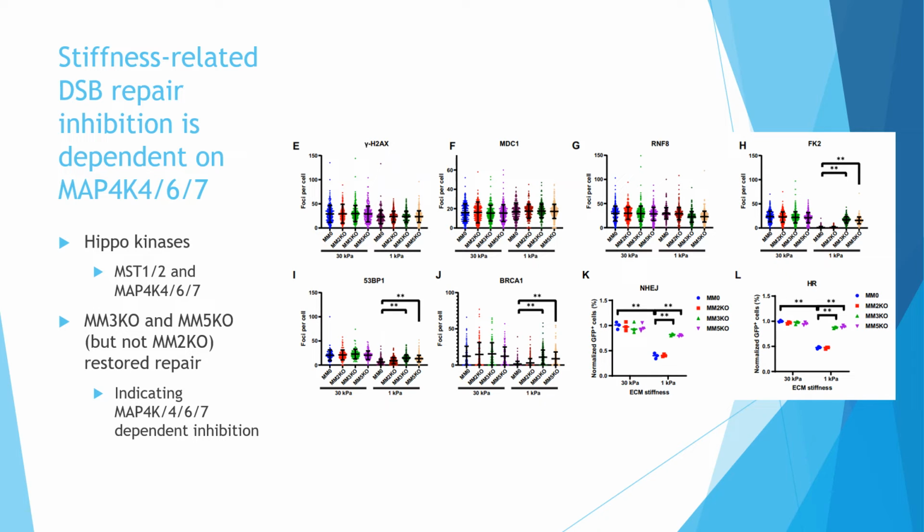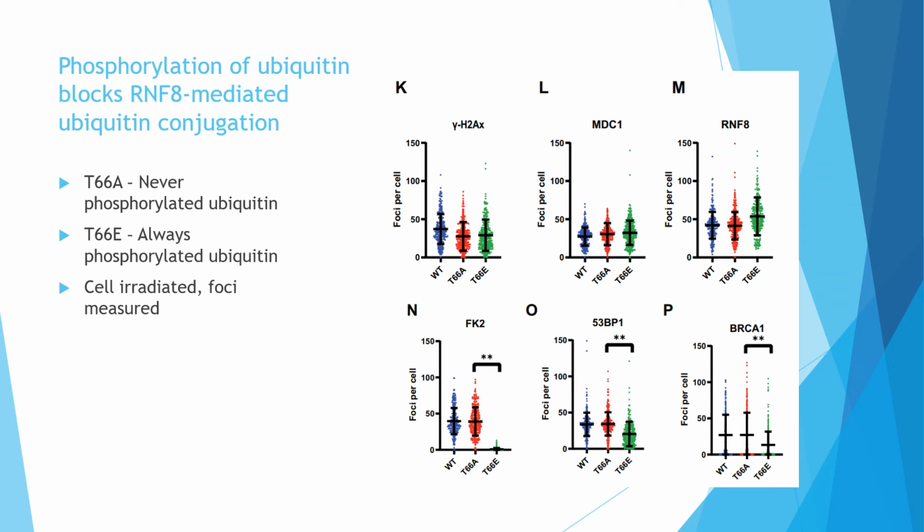They saw the same results, as you can see in panels K and L, on the effects on non-homologous end joining, as well as homologous recombination. And so these are the strategies that cells typically use to repair the double-strand breaks. And so again, ultimately, this just indicates that MAP4K 4, 6, 7 is what this inhibition is dependent on. So this is the kinase that must be phosphorylating something that is inhibiting RNF8 from triggering that ubiquitin conjugation.